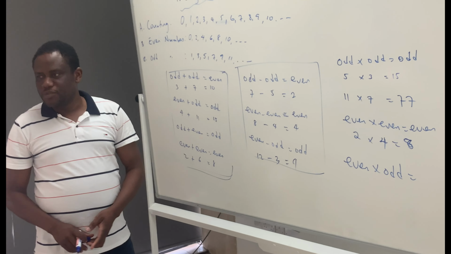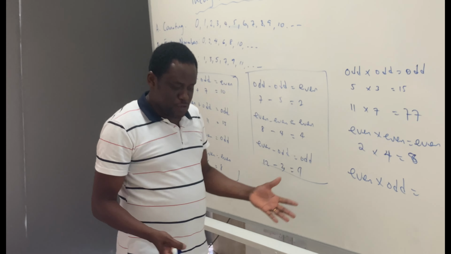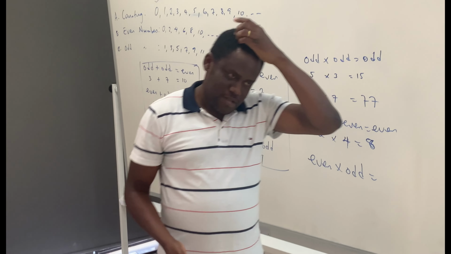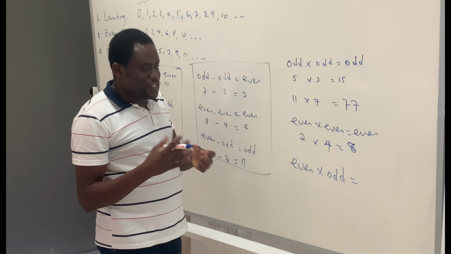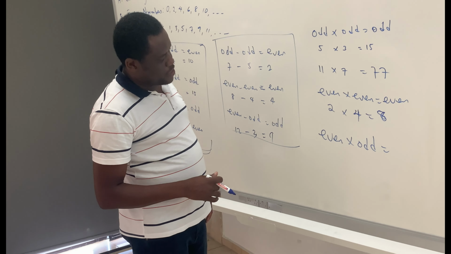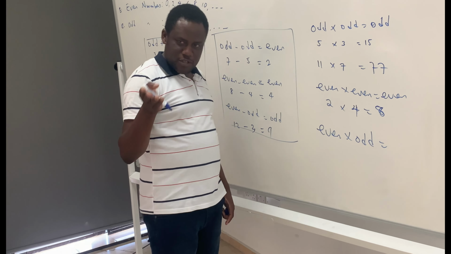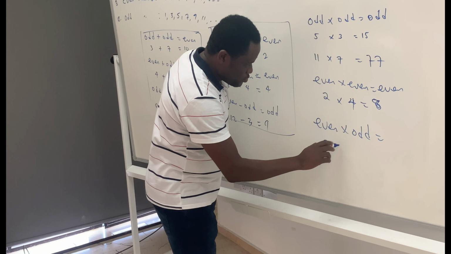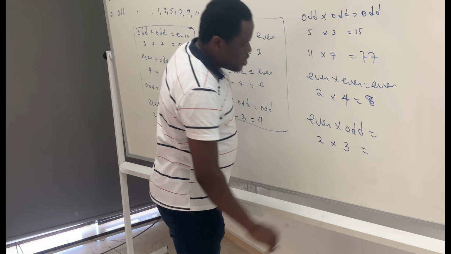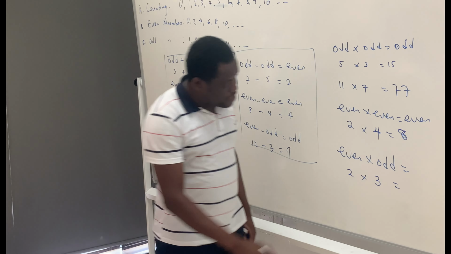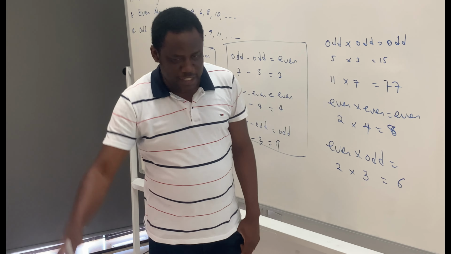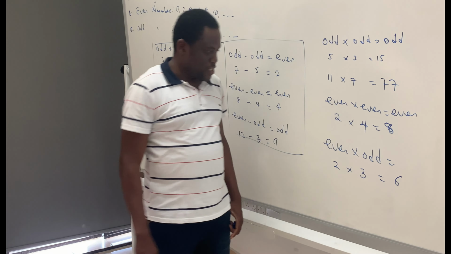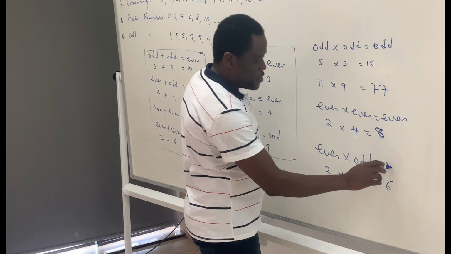Even times odd. Predict. It should give us odd, right? Let's check. Always check. You say odd, you say even. Let's check with numbers. Let's say we have 2 and we have 3. 3 times 2 gives us 6. You are right, but you are wrong, of course, unfortunately. So it gives us an even number.